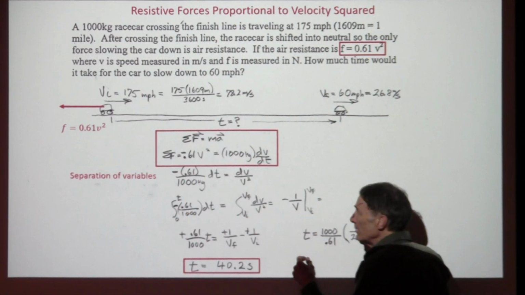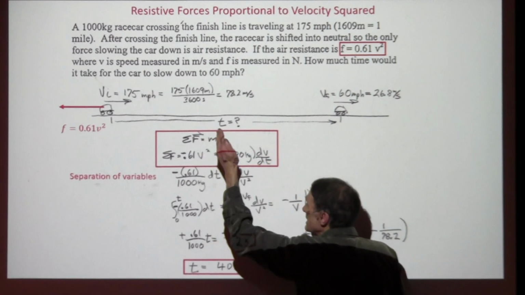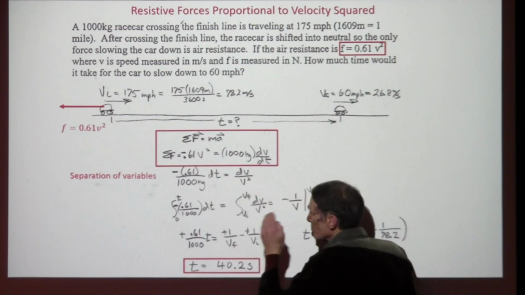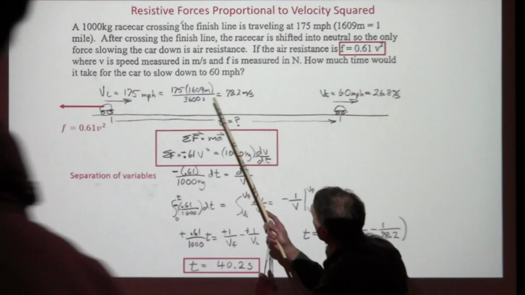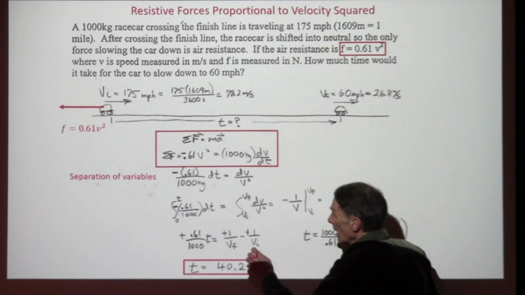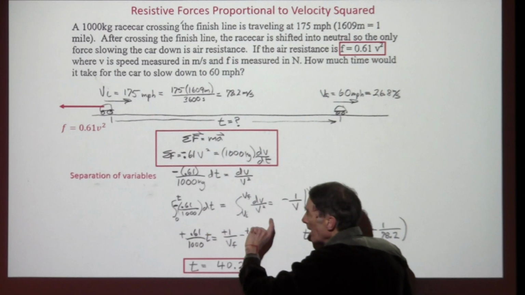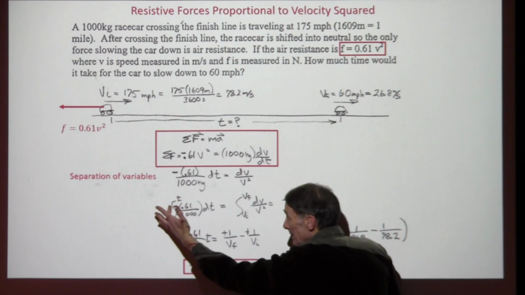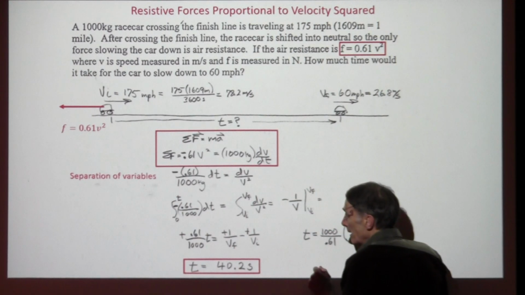Now the thing that I need to do is integrate this. This is a bunch of fine steps here, little dt's and little dv's. We're going to be integrating this as we go from 175 down to 60 miles per hour. So when we integrate this, we need to watch our limits. The t is going to go from 0 to some time t. I'm going to want to solve for that. I don't know what that time is, but I'll put it in there as a limit.